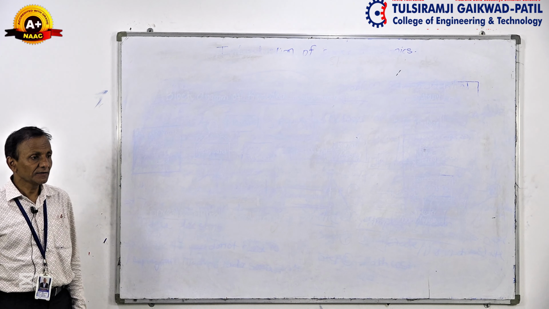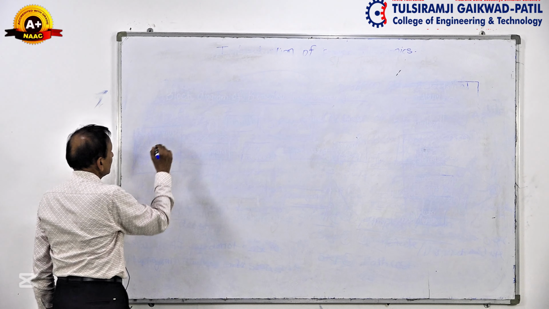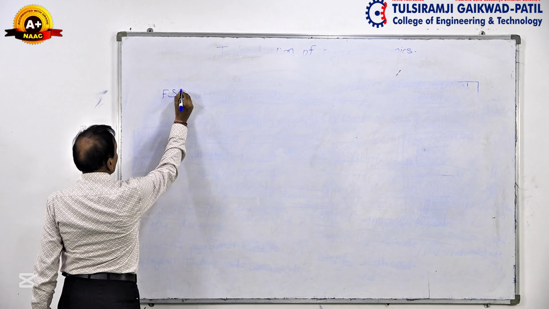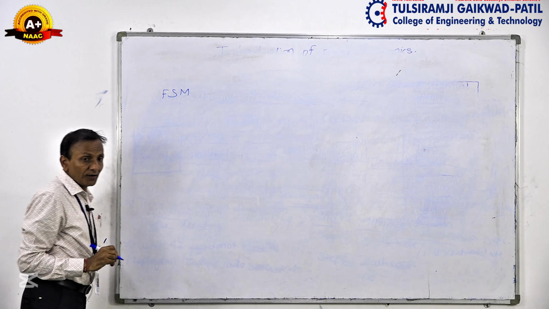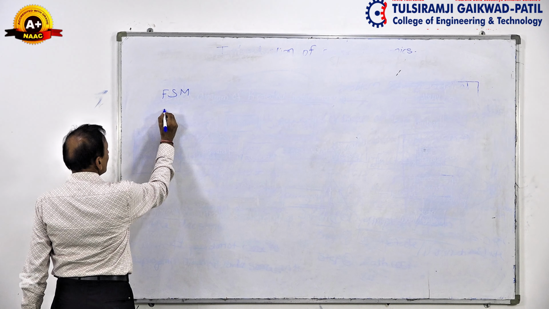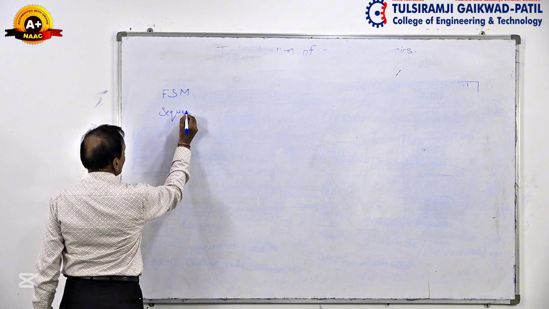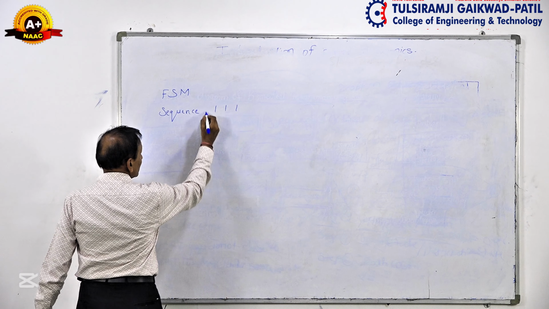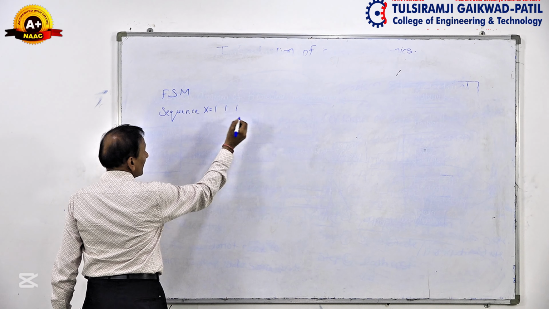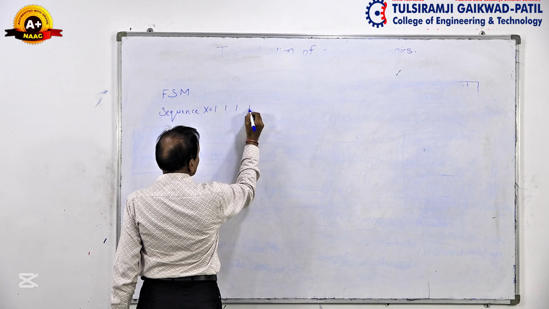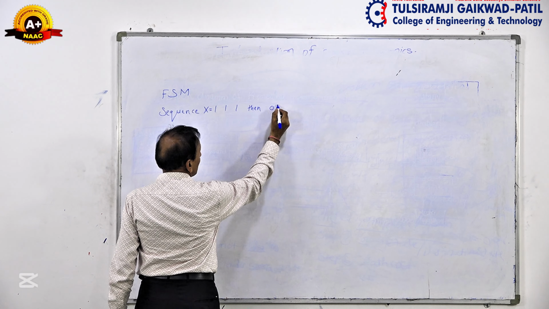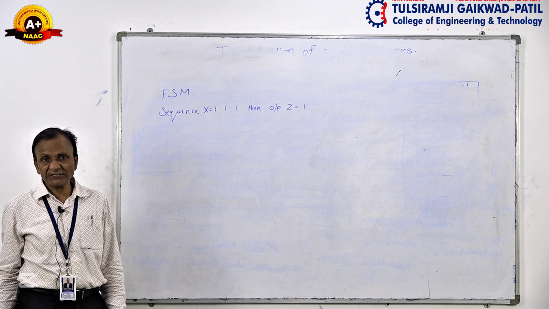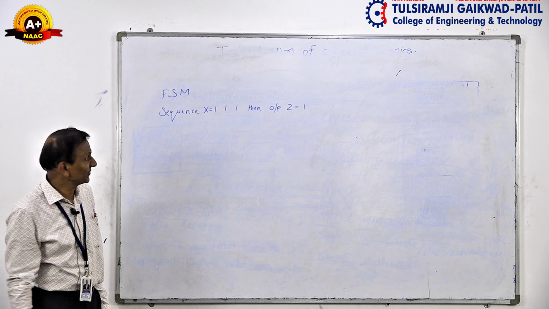For example, if we want to design a finite state machine, that is FSM, for detecting the sequence 111, let us say, when the serial input X is equal to 111, then the output Z is equal to 1. Now, finite state machine is of two types.